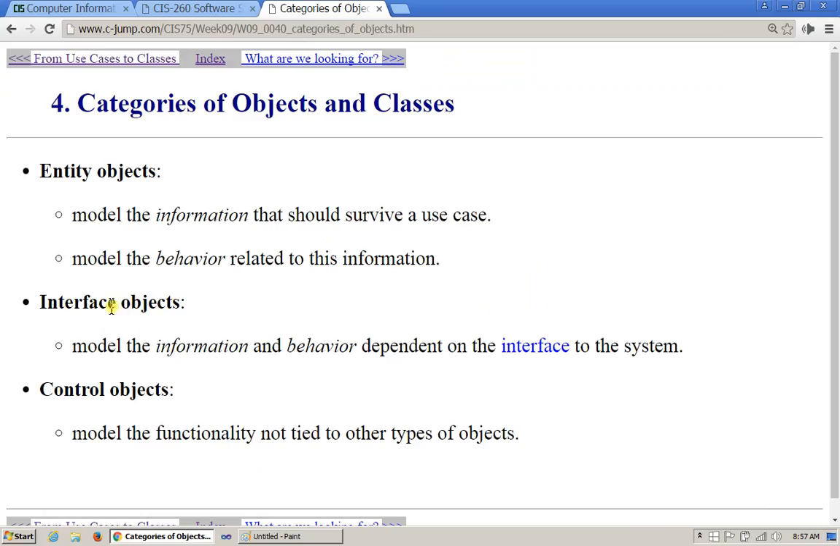So the property would be an example of an interface object that models the information and behavior dependent on the interface to the system. Control objects, you know, it's often, actually, let me record this segment before we continue because we've been doing it for a while.